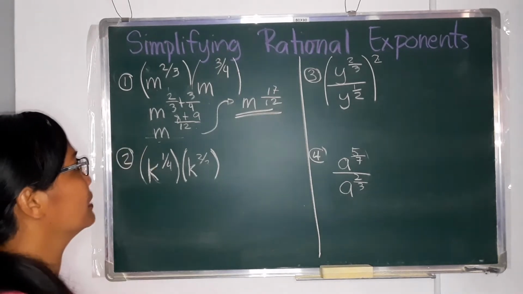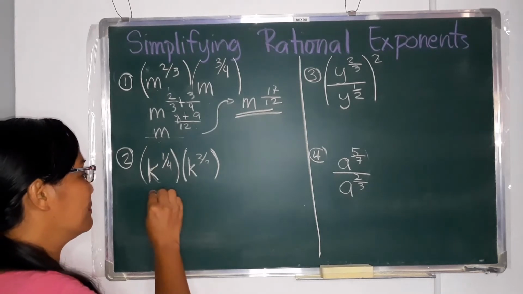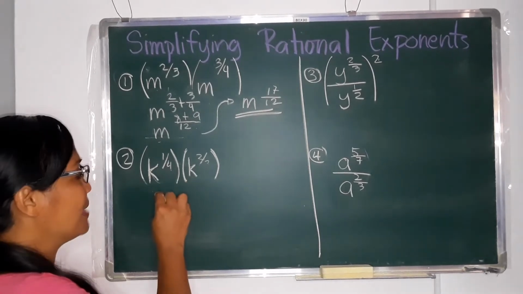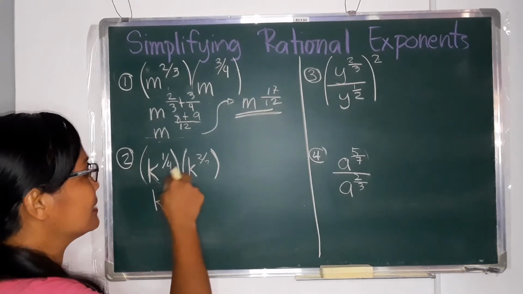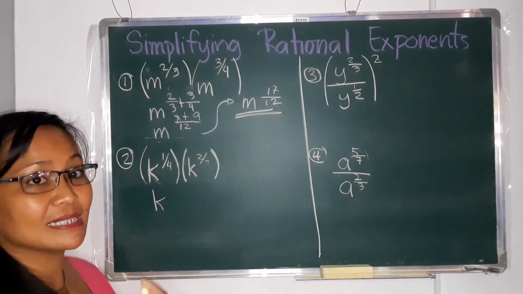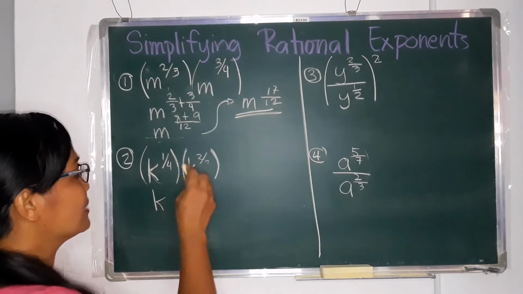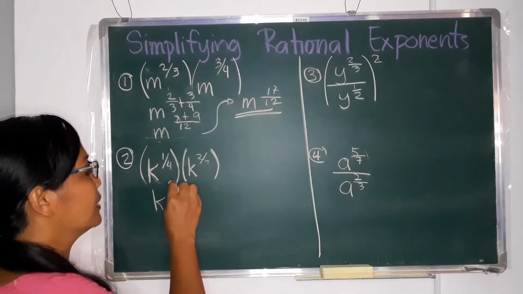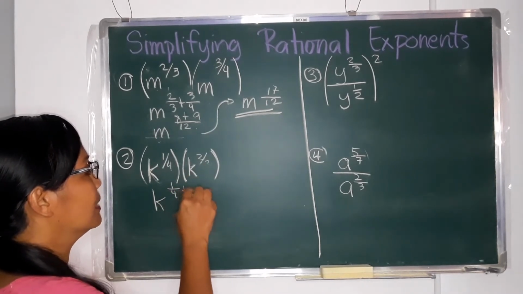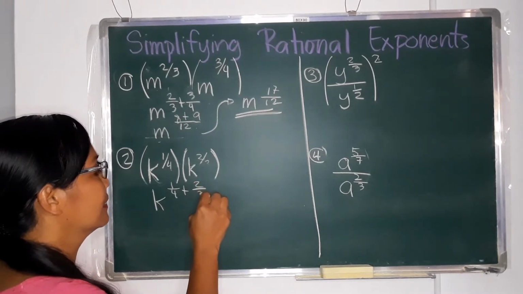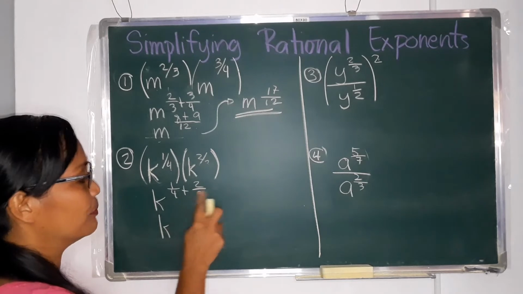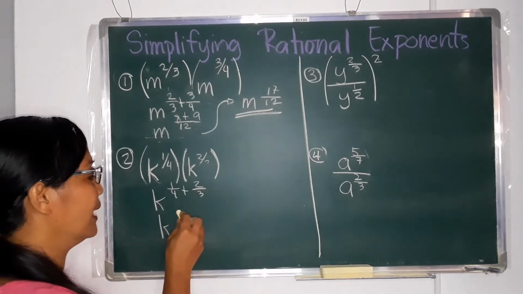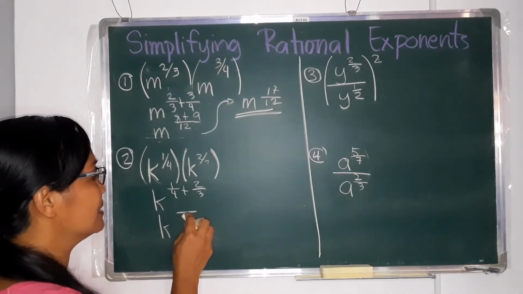The same with example number 1. First step, copy the base, since they have the same base and we're multiplying. Okay? The close and open parentheses mean multiplication. Next, we're going to add the exponents. So 1/4 plus 2/3. Next, get the LCD. So copy the base and perform the operation in our exponent. So their LCD is 12.